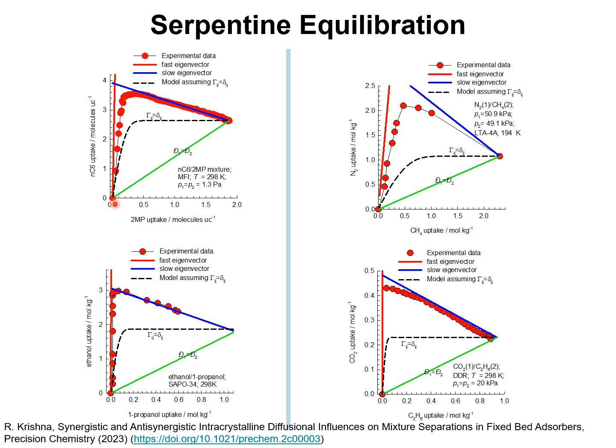This is time t equals 0, the start of the uptake process, and at the end of the equilibration, we have followed a serpentine trajectory in all 4 cases. The serpentine trajectory is bounded by these 2 straight lines, the red line and the blue line. The red line represents the fast eigenvector, and the blue line represents the slow eigenvector. The details of these calculations are presented in my Precision Chemistry paper, which is online since a couple of days. This is an American Chemical Society publication.